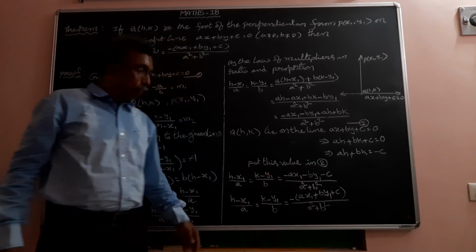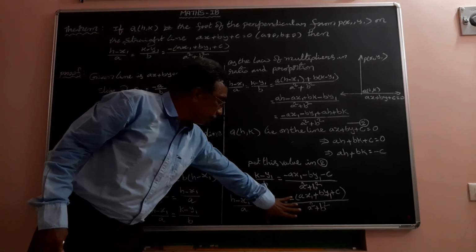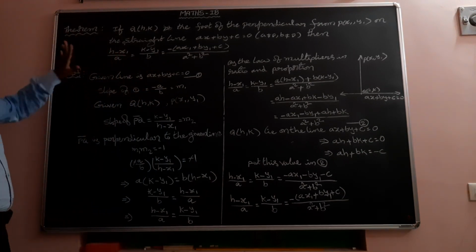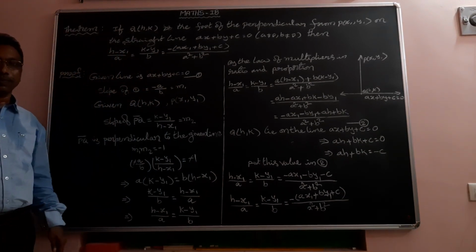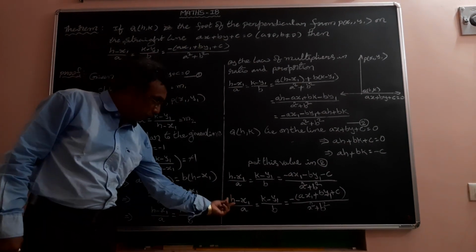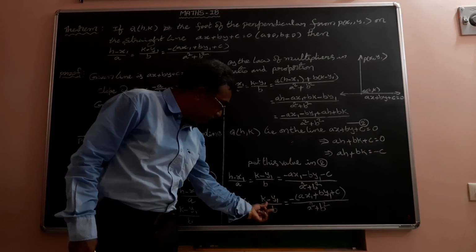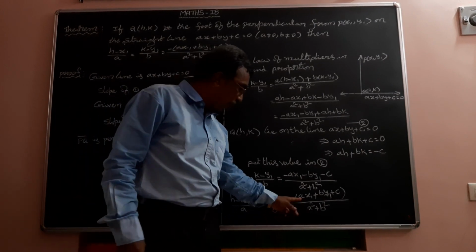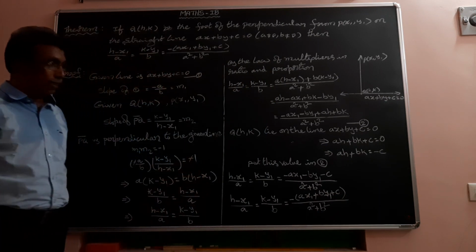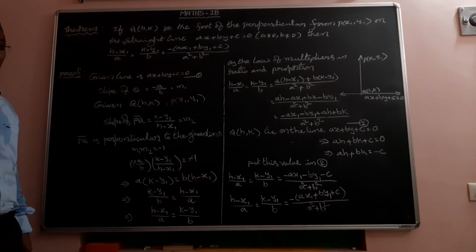Now we require the theorem. Once observe this one. (h minus x1) by a equals (k minus y1) by b equals minus of (ax1 plus by1 plus c) by (a square plus b square). This is the foot of the perpendicular theorem.